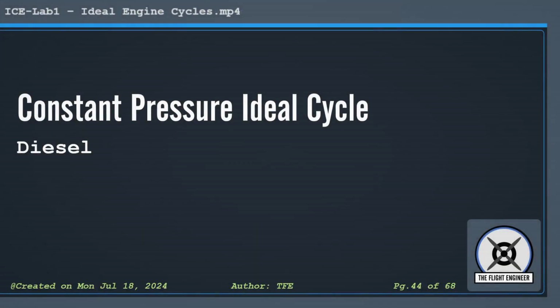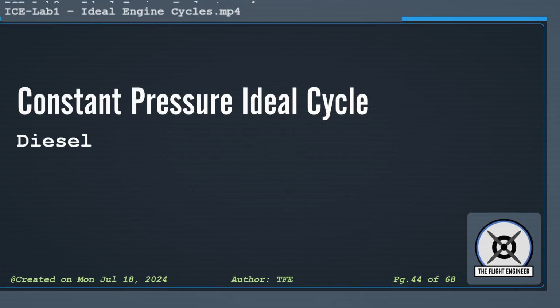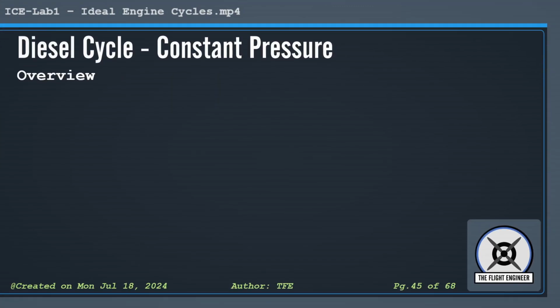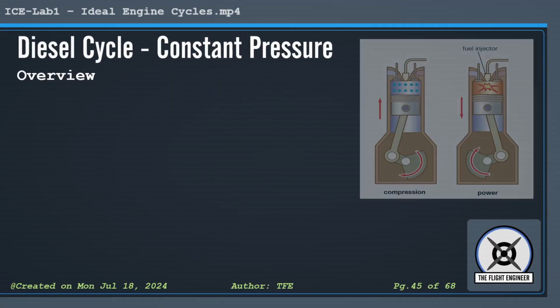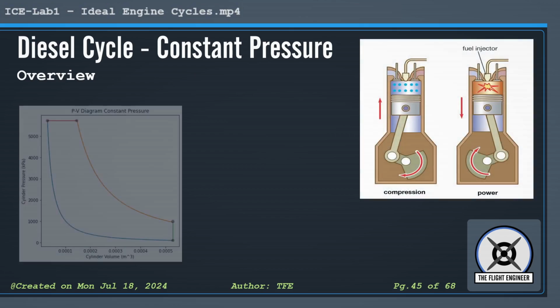Moving on from the Otto or constant volume cycle, we'll go to the diesel or constant pressure cycle. As the name implies, it's more suited to diesel-powered, or more accurately, compression ignition engines. It's going to look very similar to the constant volume cycle, just with some changes to the combustion event and power stroke. We'll go through the process for the diesel cycle once again by looking at the engine diagram on the right and the PV diagram on the left.